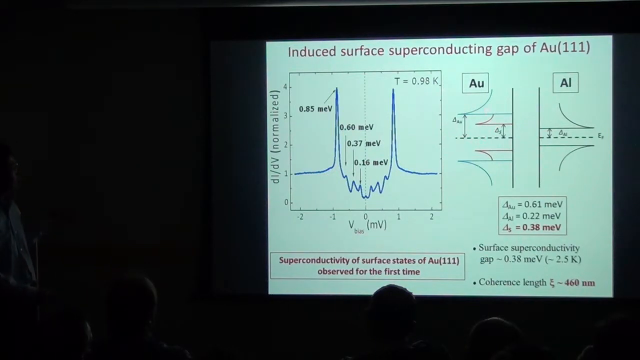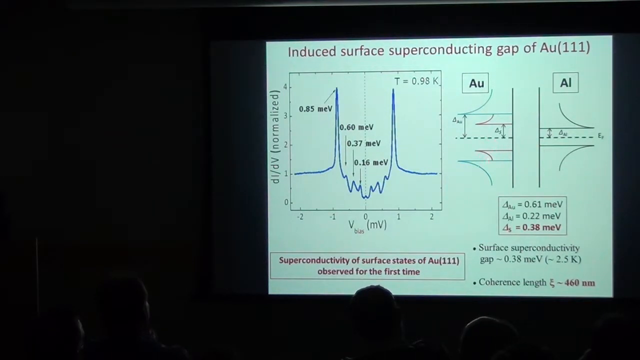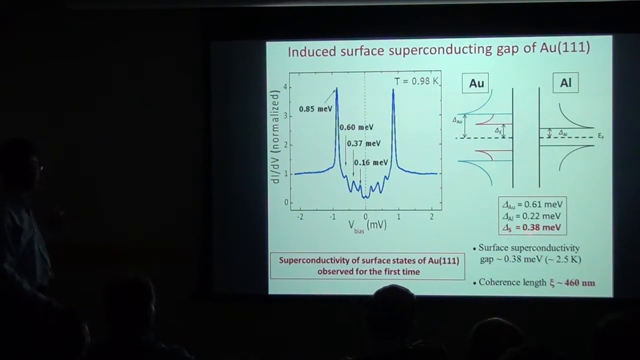So there, for the gold side, there are actually two gaps. One, you can think about it, that's because of the proximity effect of vanadium, that's the superconductivity of a bulk state of gold. So the other gap has to come from the surface superconductivity, which will be smaller, and what we calculated is that it's indeed very small. It's about 0.38 meV, which corresponds to a TC of 2.5K and a coherence length of 460 nanometer.